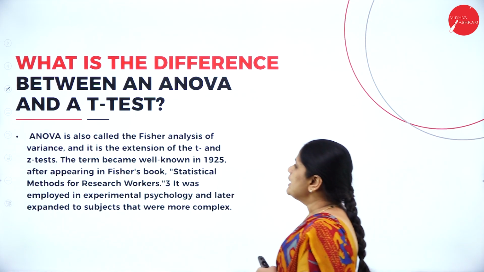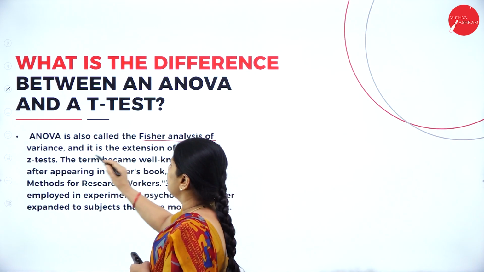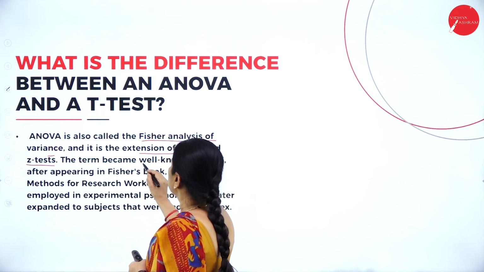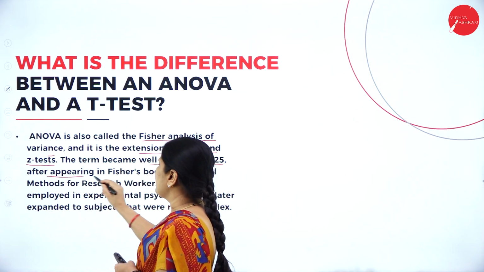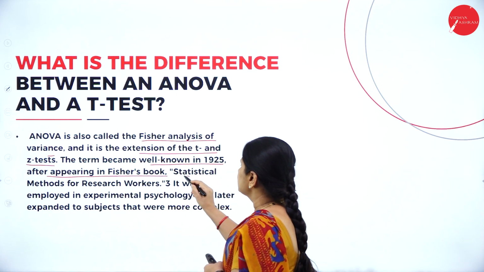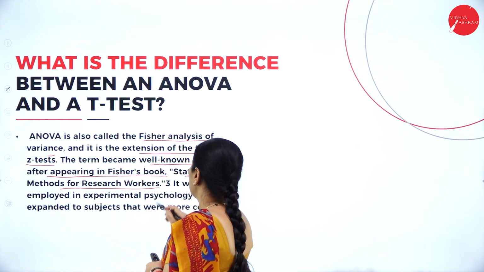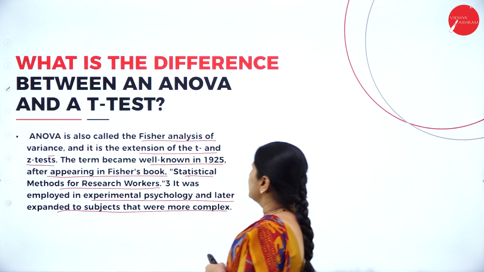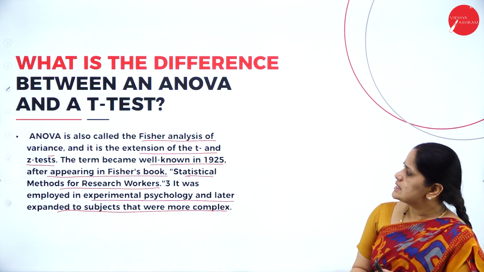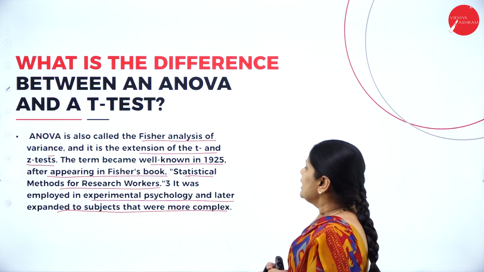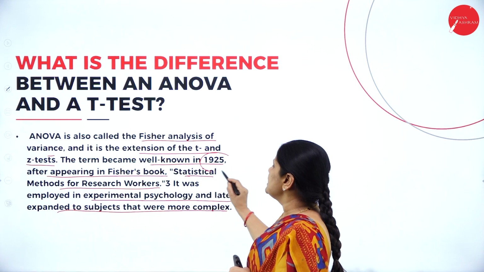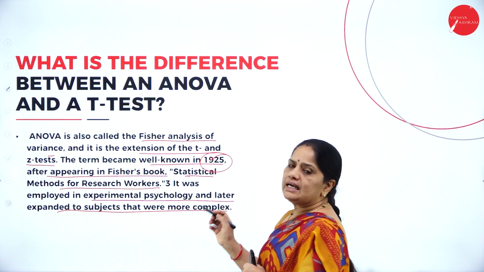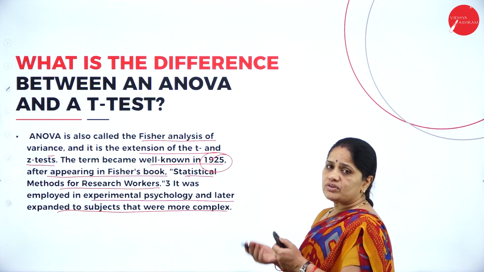ANOVA is also called the Fisher analysis of variance, and it is the extension of the t-test and the z-test. The term became well known in 1925 after appearing in Fisher's book, Statistical Methods for Research Workers. It was employed in experimental psychology and later expanded to other subjects that were more complex.